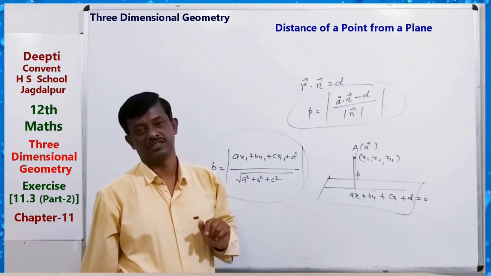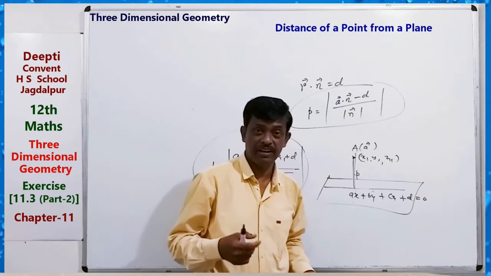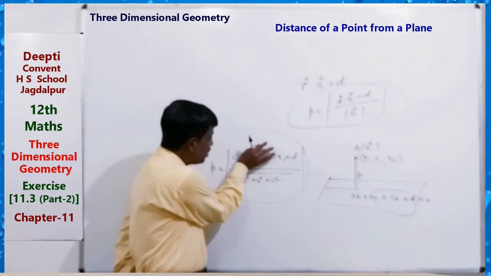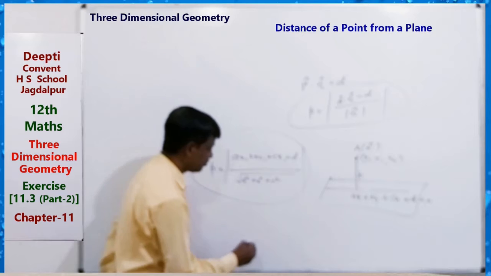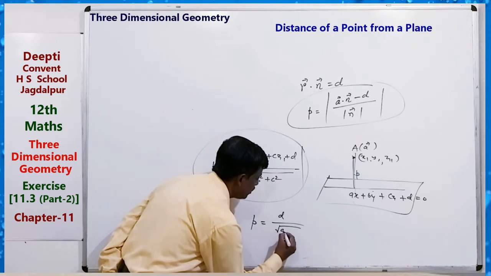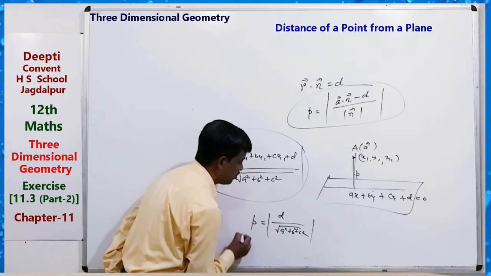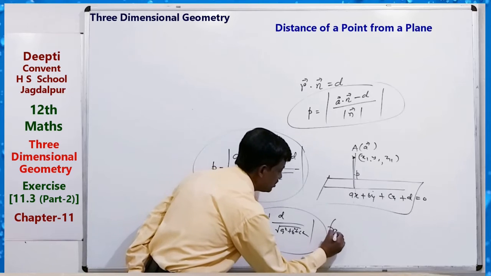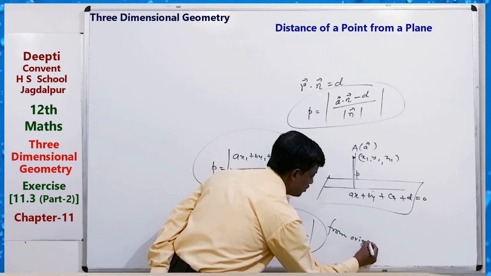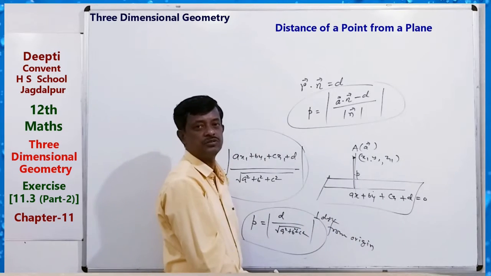This is the perpendicular distance. And if we have to find the perpendicular distance from the origin, the point will be 0, 0, 0. All are 0, so it is only d upon square root of a square plus b square plus c square. This is the perpendicular distance from the origin. Here also, what?